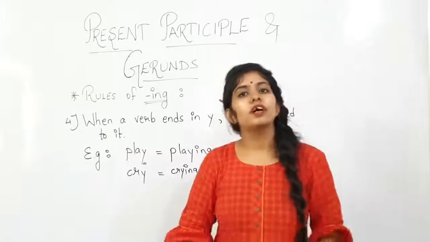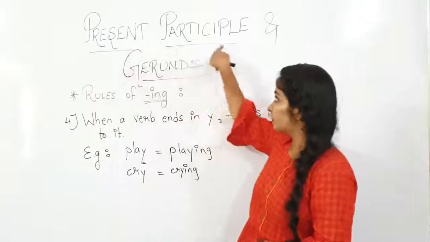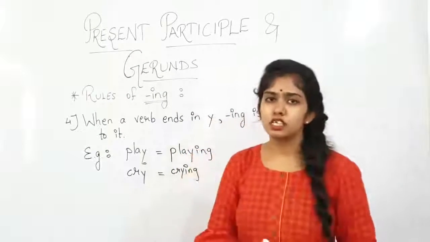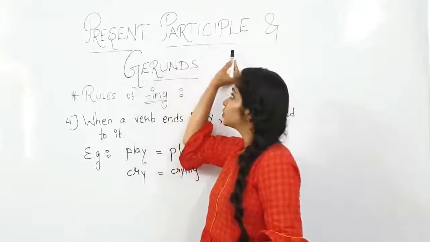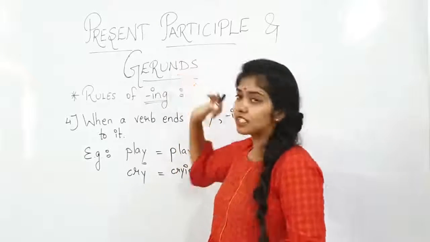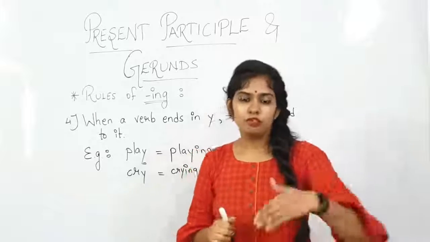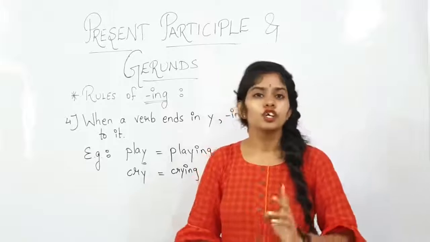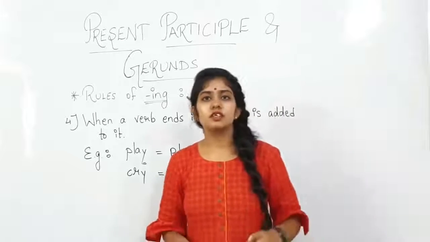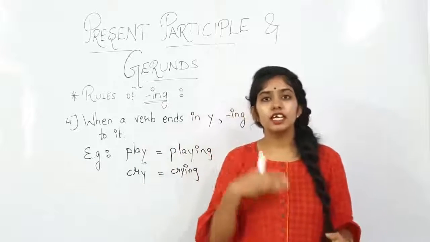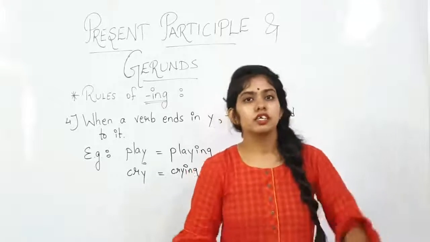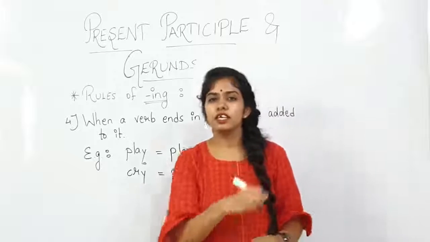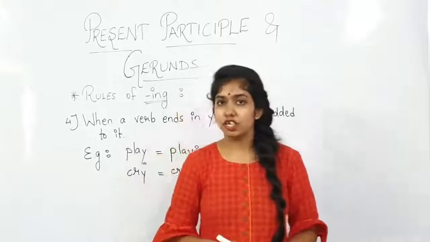Now in our second part, we will learn present participle and gerunds, the difference between both the things, right? How we will identify which word is a present participle and which is a gerund. But before ending our session, let me revise all these 4 rules for you. In the first rule, when the word is ending with e, but the e is silent in that word, then we are dropping the e and we are adding ing, right?